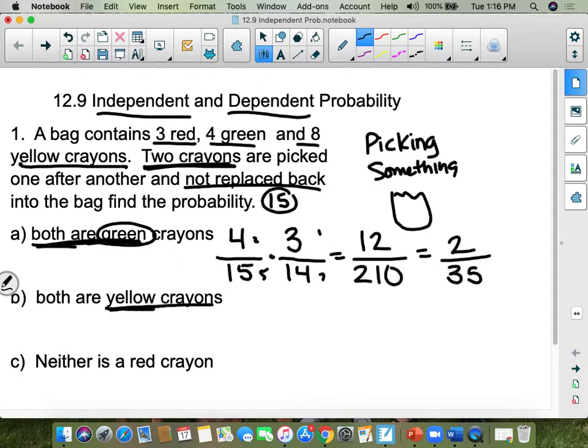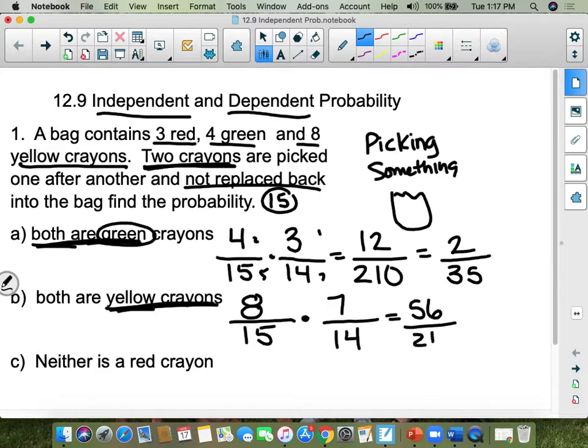You pick both are yellow crayons. Again, there are 15 to start with. There are 8 yellow. Okay, you're holding on to that yellow one, and you're going to go back into that bag. You're going to have 1 less than what you started with because you didn't put that one back into the bag. And now you're going to only have 7 chances of getting a yellow, and you're going to get 56 over 210, which is the same thing as 4/15.